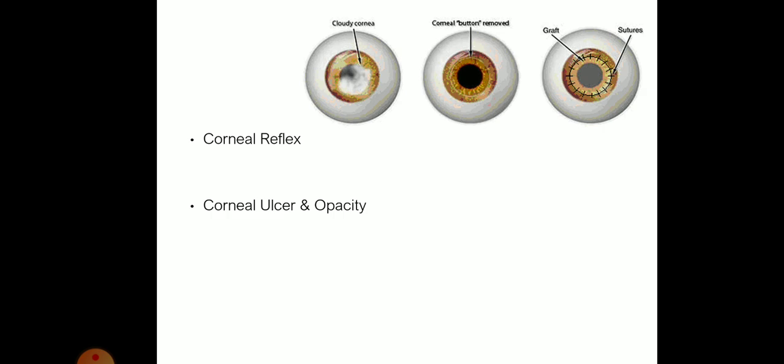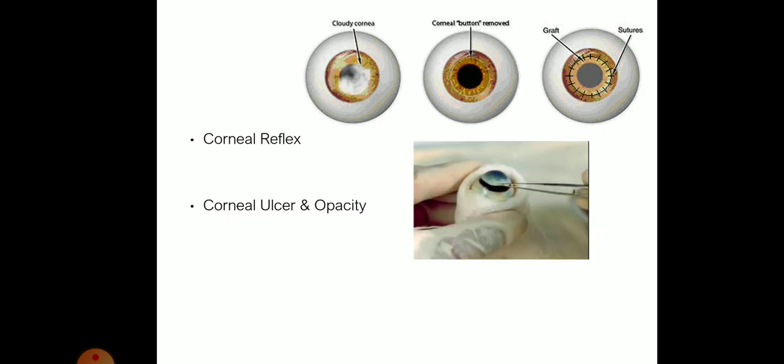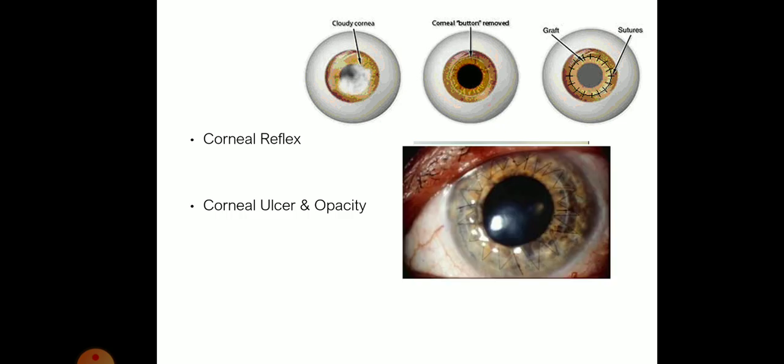Now what will you do? You will remove a part of that cornea, and the cornea will be transplanted from a healthy donor. So this is called corneal transplantation. Can you see here the cornea is sutured back? Can you see the sutures on the periphery of the cornea? Yes, this is called corneal transplantation or keratoplasty.